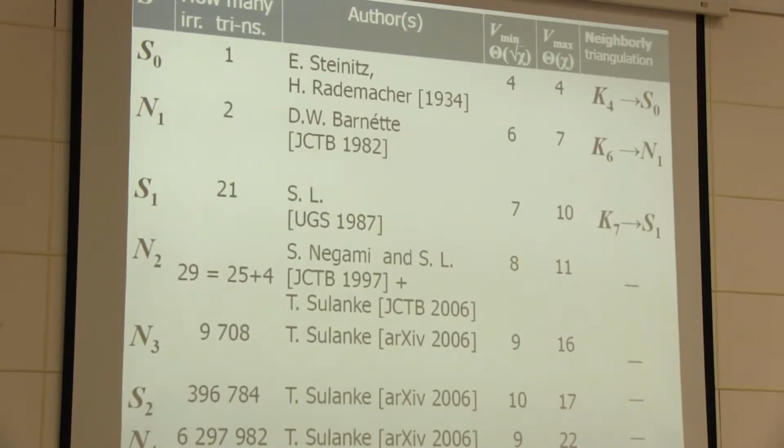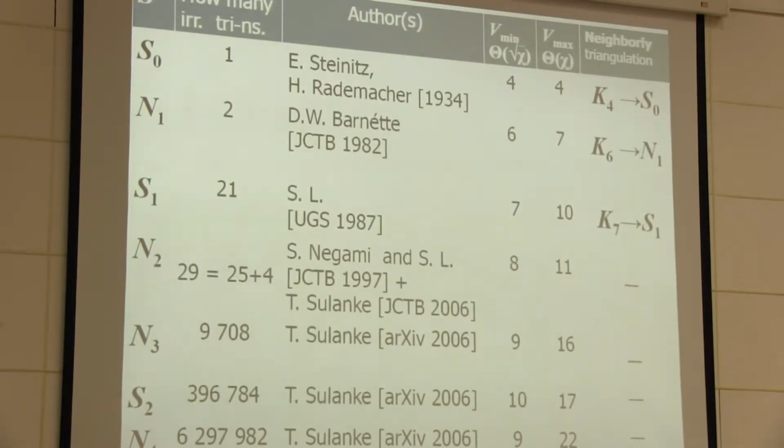Then look at the projective plane, N1. N1 means the projective plane, that is, the sphere fitted with one crosscut. There are precisely two irreducible triangulations of the projective plane, and later I'll show you those triangulations. This was obtained by Barnette in 1982, Journal of Combinatorial Theory, Series B. One of them is the embedding of the complete graph K6 in the projective plane. It is a triangulation, and the other one has 7 vertices.